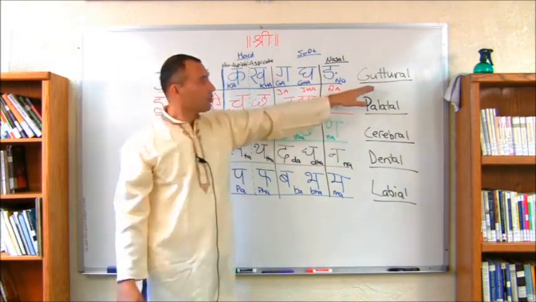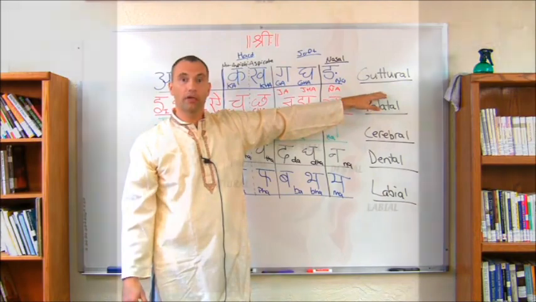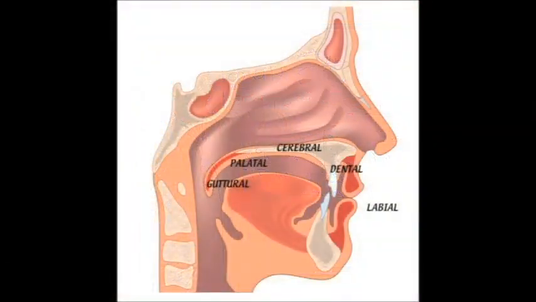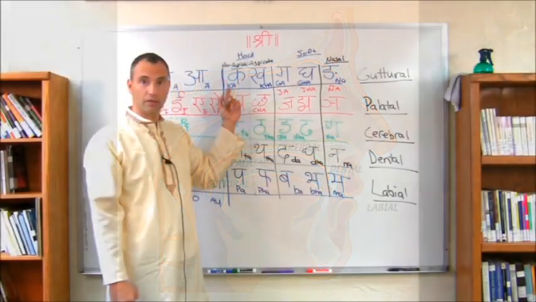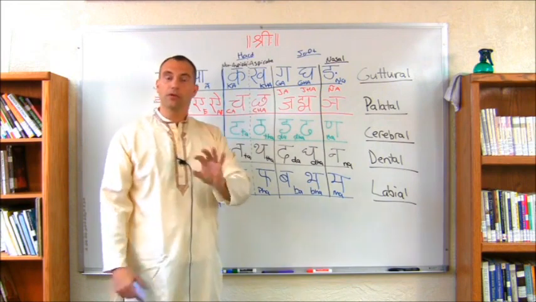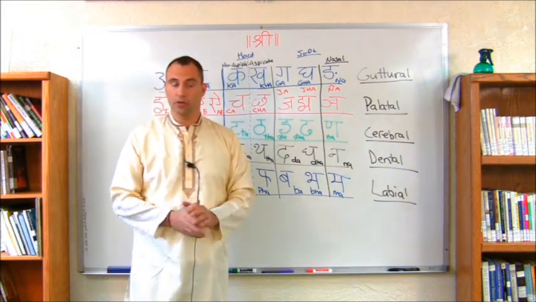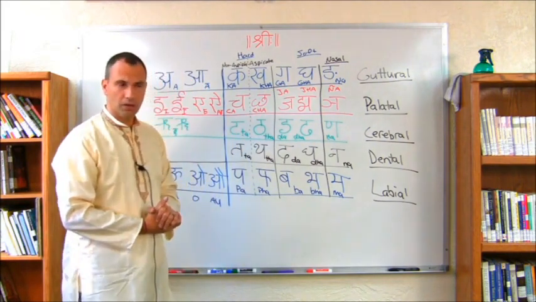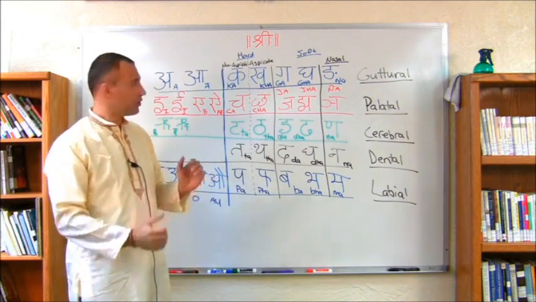This row is called the guttural or kantya, okay? K, kantya, g, guttural. See, these sounds come from the back of the throat. Say k, k, k. Now here's one thing that makes Sanskrit different from our languages, or English particularly.